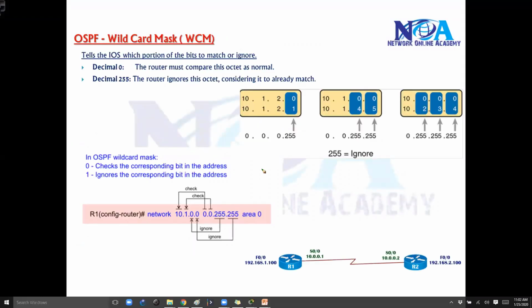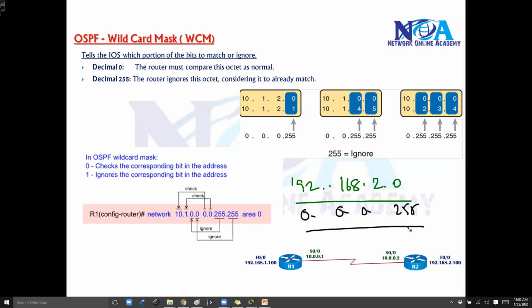Like if I'm writing the wildcard mask of 192.168.2.0, and if I write the wildcard mask of 0.0.0.255, means wherever there is zero, that is must match, must compare or must match. Wherever there is one, decimal 255 means binary ones. And in terms of binary, it is zeros. So wherever there is one, that has to be ignored.